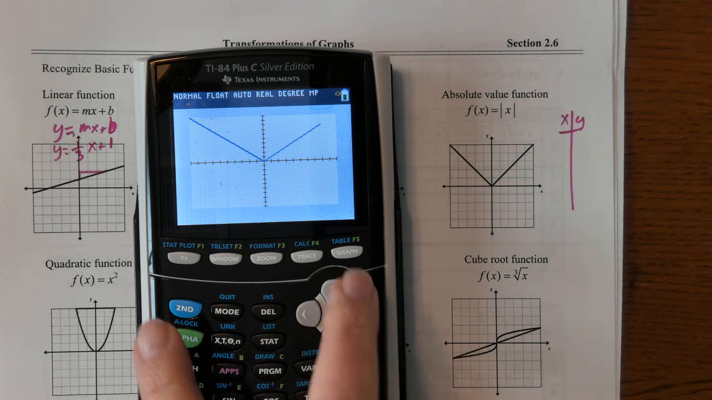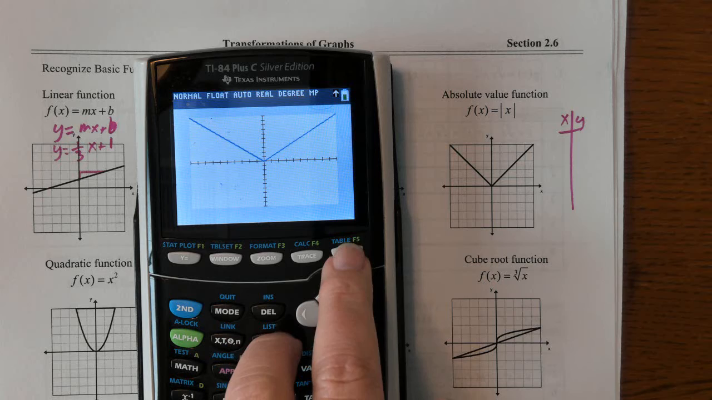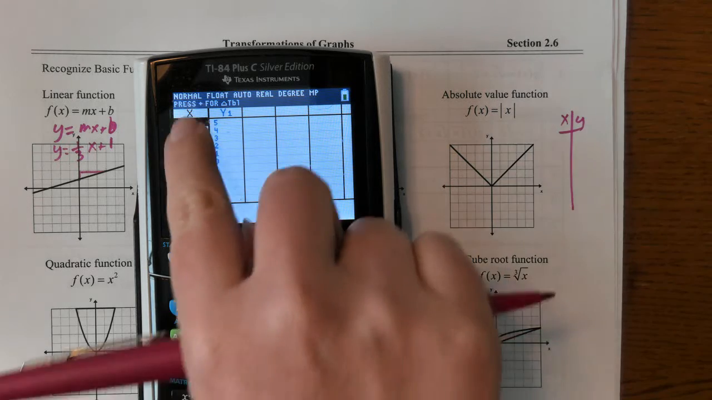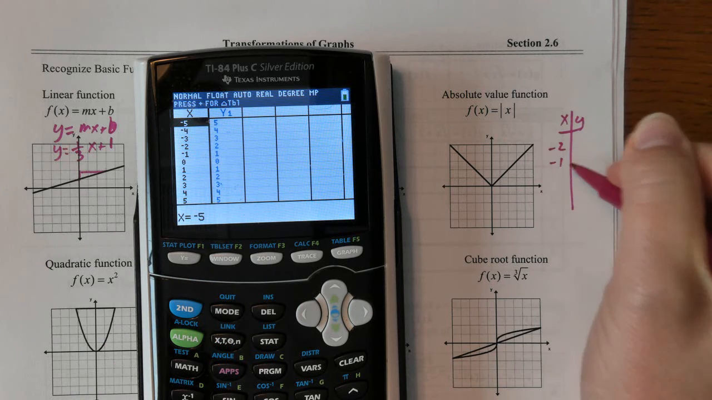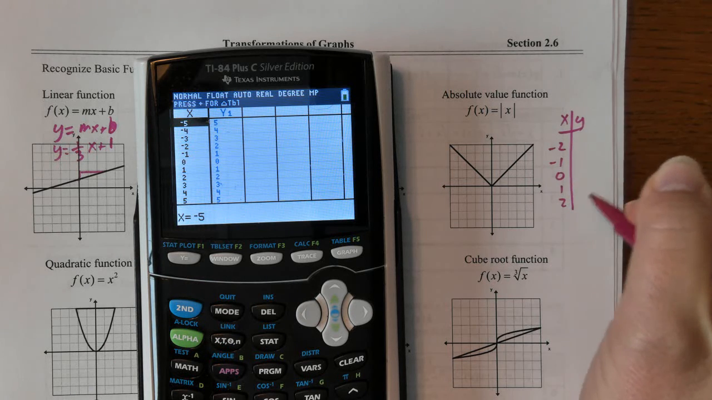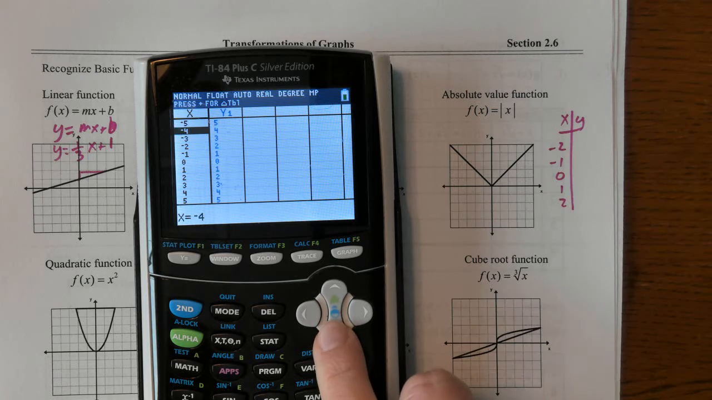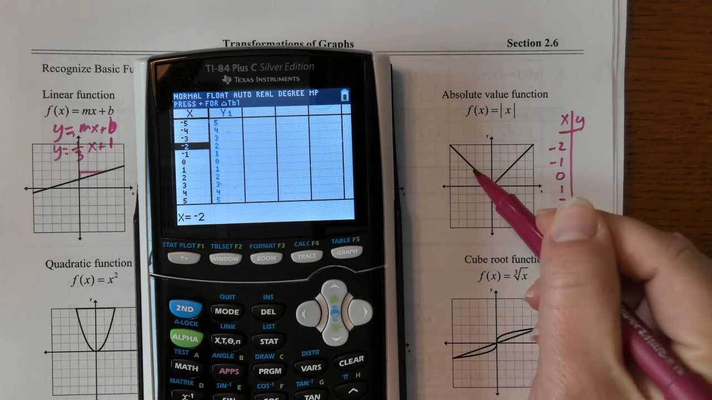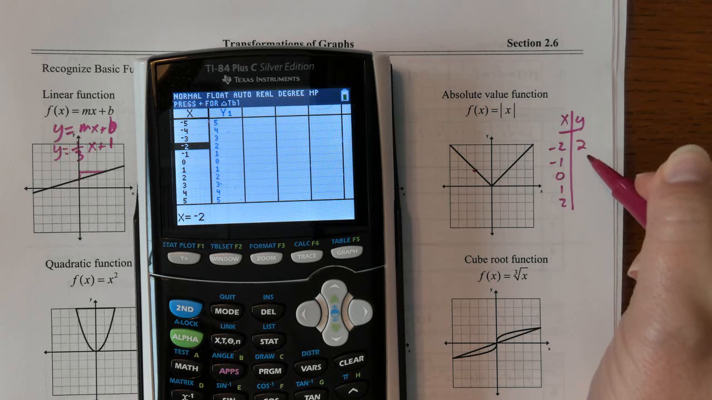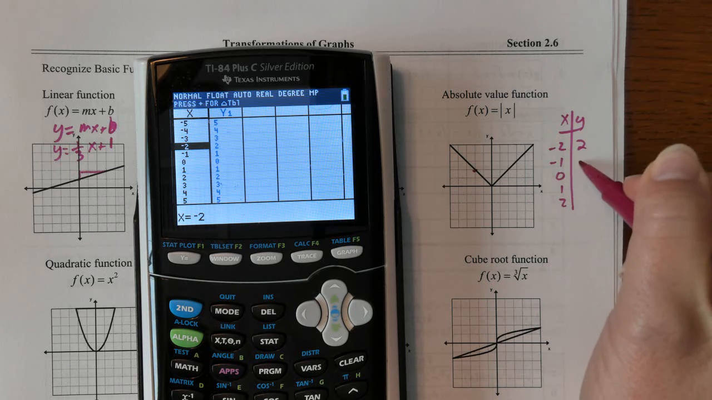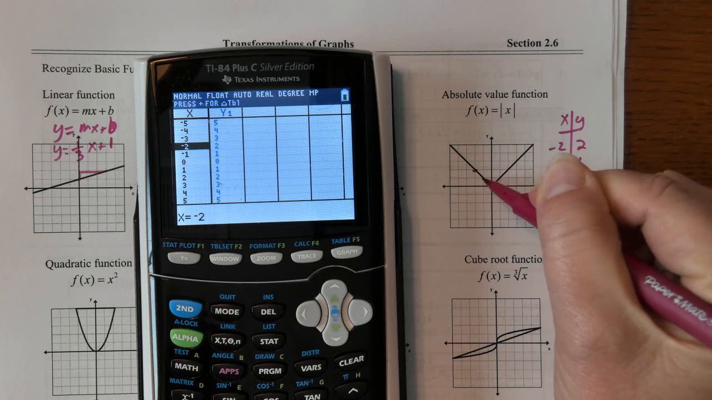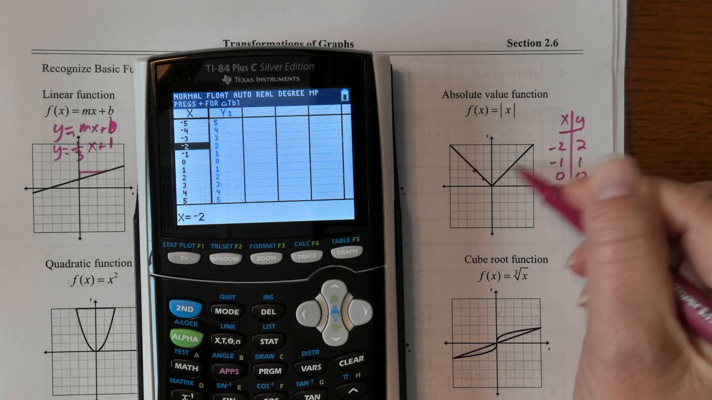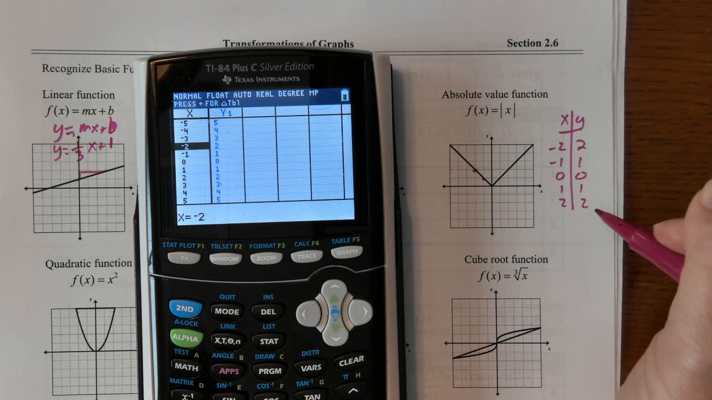If you want to look at the table of values, so second graph to look at the table, you'll notice whatever x value they put in, -2, -1, etc., the y value is always exactly the same but positive. In other words, if you put -2 in for x, out will come +2 for y. If you put in -1 for x, out will come +1 for y. And then, of course, if you put in 0 for x, you get 0 for y. And then on the positive x values, they always come out exactly the same.